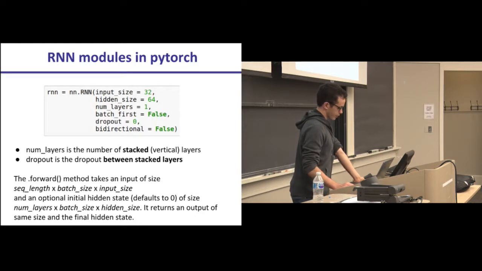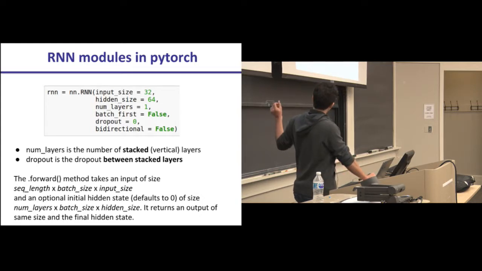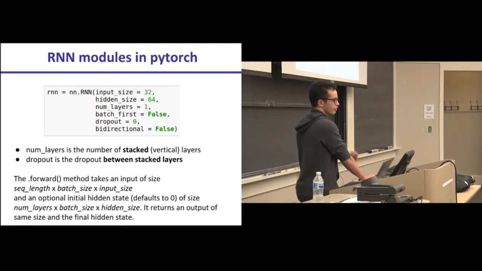So the forward method takes an input whose dimension, if batch first equals false, is length of the sequence times batch size times input size. And it's going to return pretty much the same thing, but with the hidden size instead. And you have to feed the hidden state too. That's extremely important. So the RNN is going to deal with updating the hidden state at every step, but you have to feed the first one. If you don't feed anything, it's going to use a 0, which is reasonable for the beginning, and then it's going to update it, and it's not going to be 0 anymore.